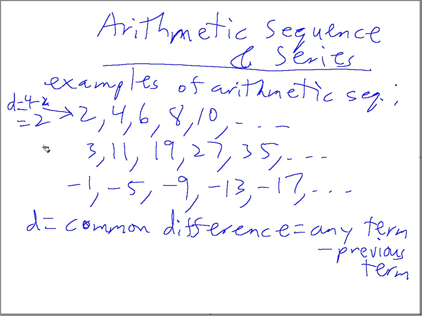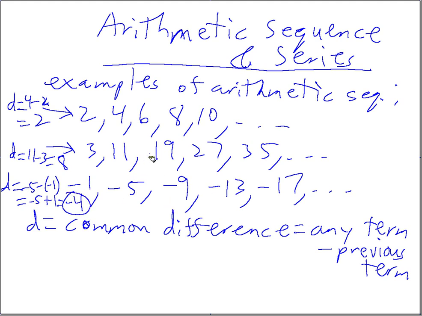Likewise, what's the common difference on the second one? That's 11 minus 3, for example, or 19 minus 11. Usually we'll just take the second term minus the first term, and that's good enough. So the common difference is 8, since we keep adding 8. The common difference here is negative since it's a decreasing sequence. So for this arithmetic sequence, it will be -5 minus -1. That's -5 plus 1, or -4.